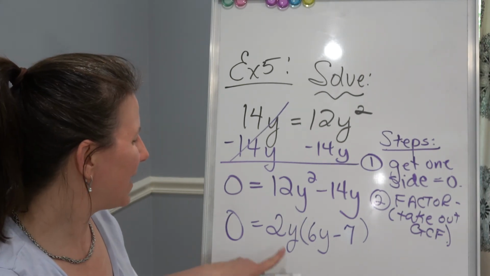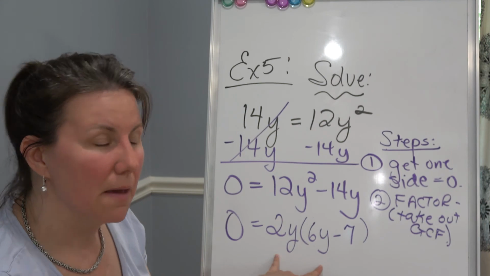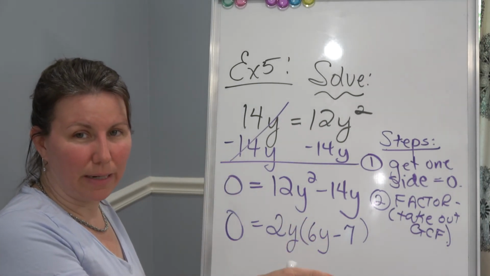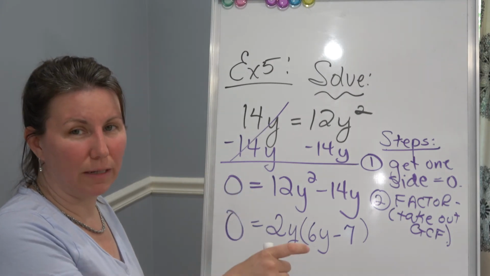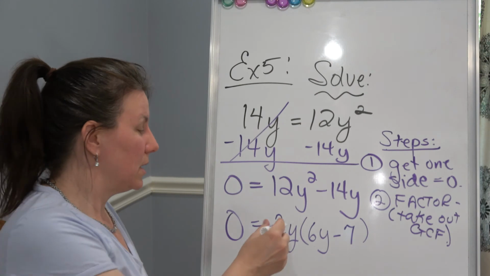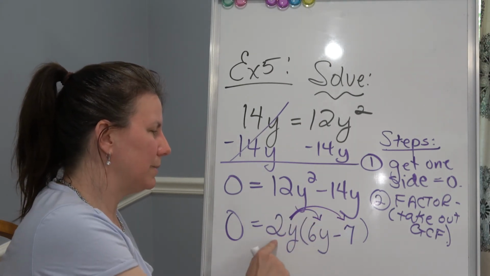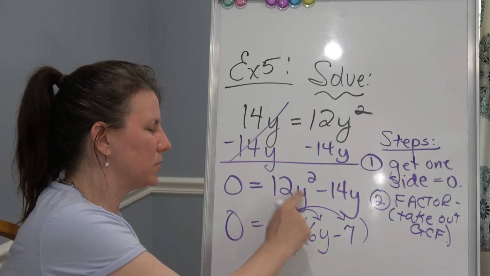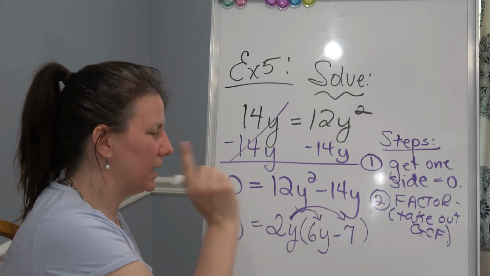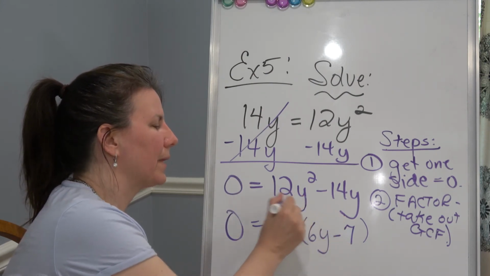And so now we've got this in factored form. So again, remember, you can check this by distributing, if it's just a monomial times a binomial, or a monomial times a trinomial, or you can FOIL it out if you have 2 binomials. So when you distribute this, I'm just doing it in my head. 2 times 6 is 12. y times y is y squared. Good. 2y times minus 7 is minus 14. Yes, I got it right. So that was me checking.